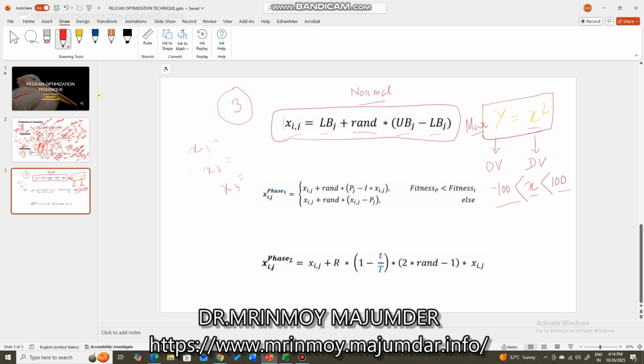Now you do one thing. As we have got x1, x2, x3, put them into this objective equation and find y1, y2, y3, the objective function values. And now we have to check whether y1 is greater than y2 or y2 is greater than y3, right? This is actually the fitness function. In case of optimization techniques, always remember the value of the objective function at an iteration is the fitness function. Most of the time it is so.